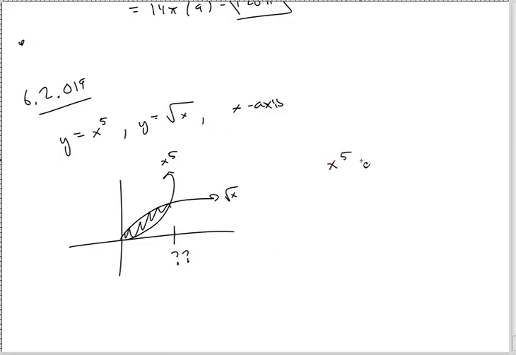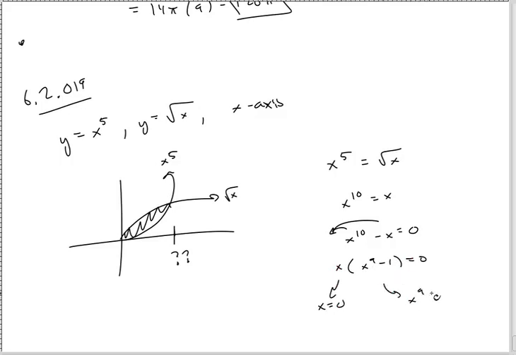So x to the 5th is equal to square root of x. If you square both sides, you actually get x to the 10th equals x. Don't cancel, you factor out an x, leaving you with x equals 0, and x to the 9th equals 1. The 9th root of 1 is a 1. So 0 and 1.